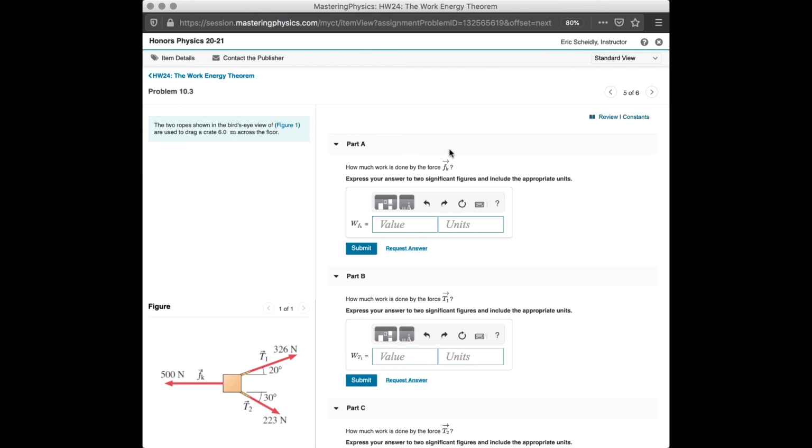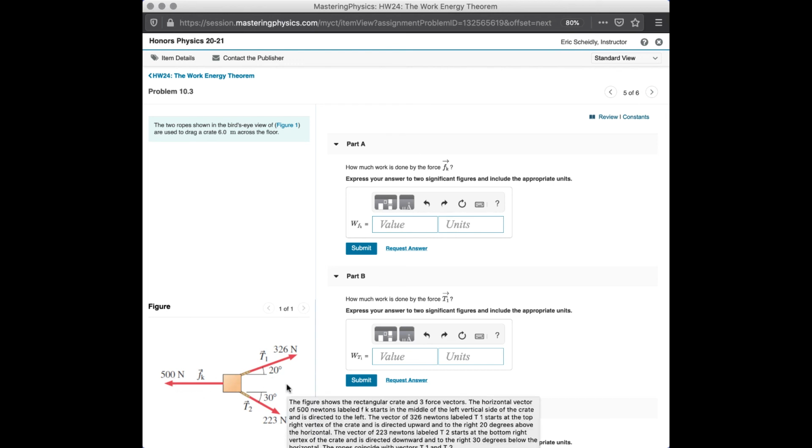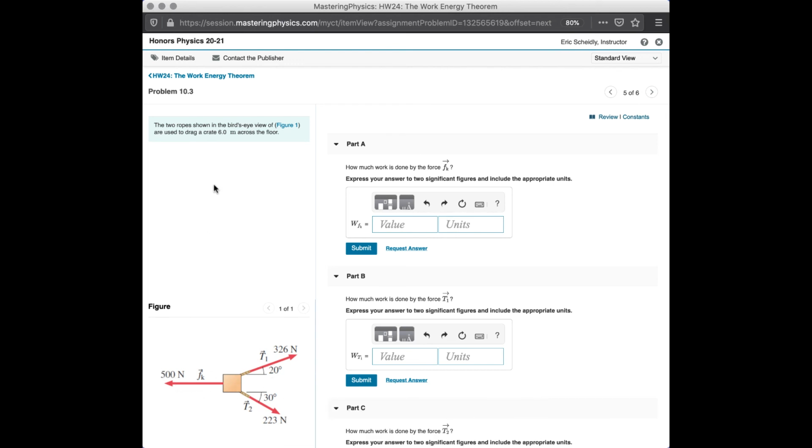Well, now I'm getting to be old hat at this. The friction force is exactly opposite the direction of the motion, so it's going to do negative work. It's 500 newtons of force for 6 meters. Negative work in joules. How much work is done by T1?